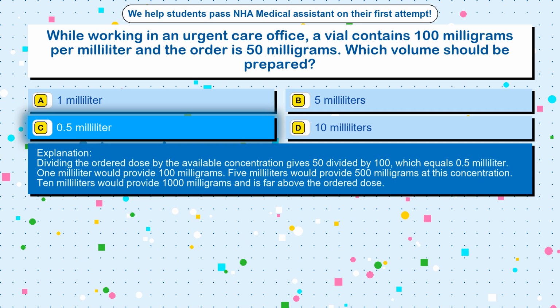Dividing the ordered dose by the available concentration gives 50 divided by 100, which equals 0.5 milliliter. 1 milliliter would provide 100 milligrams.